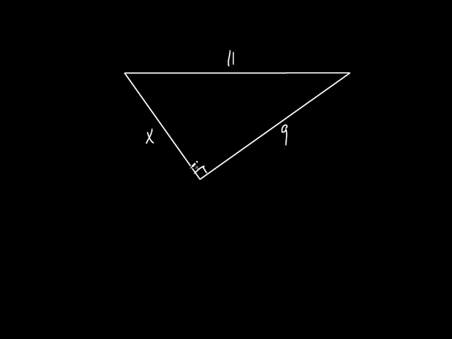How do you know which one is the hypotenuse? It's the one that's opposite the right angle. So here's the right angle. So this right there is the hypotenuse.